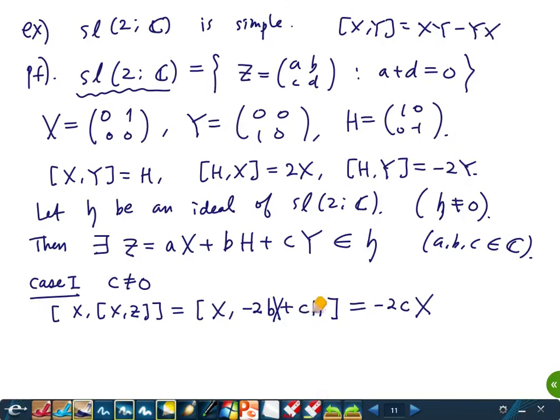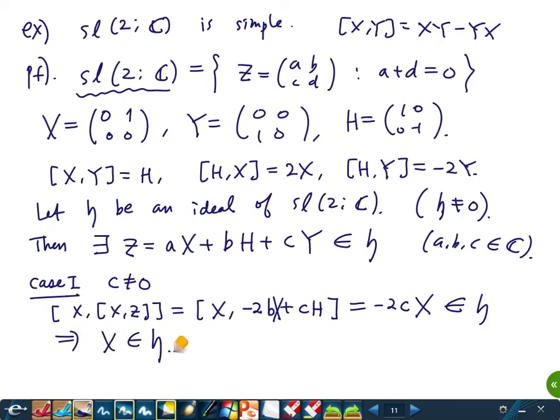Okay. Yeah. The idea is you just try to apply this kind of Lie bracket over and over. If this doesn't work, try something else. Basically, that's it. So in the end, you will see that x is going to be there. So in particular, this must be in H, right? Because z is in H. H is an ideal. We assume that H is an ideal. So this must be in H. So the whole thing must be in H. So we have x in H. So c is non-zero. So this means x is in H.